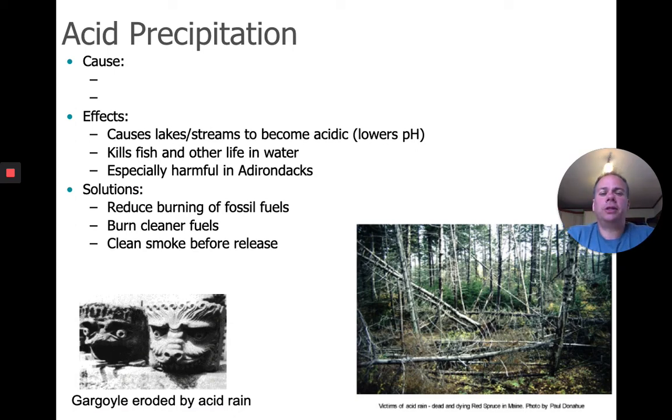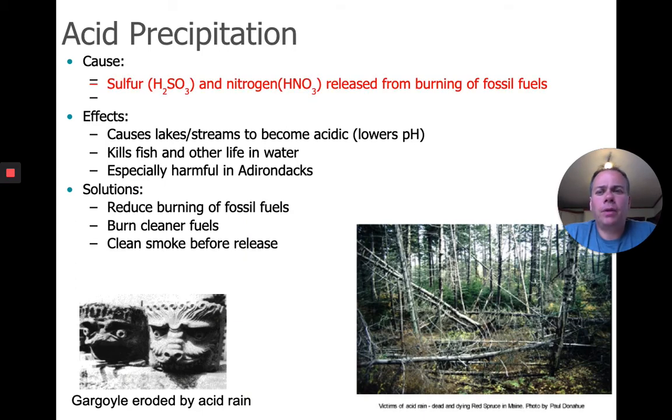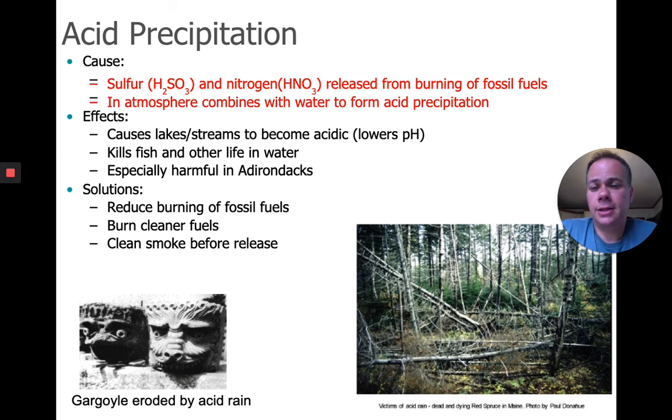Another environmental issue is acid precipitation or acid rain. It's caused when sulfur or nitrogen from burning fossil fuels is released into the air. And that pollution combines with water and forms an acid, sulfuric acid and nitric acid. That acid falls to the earth in precipitation, and it lowers the pH of ecosystems. It causes them to become more acidic. And many species cannot survive in acidic conditions, and so they die off.